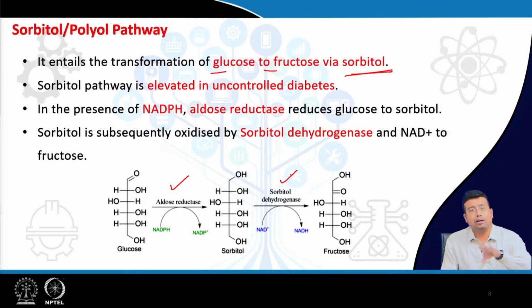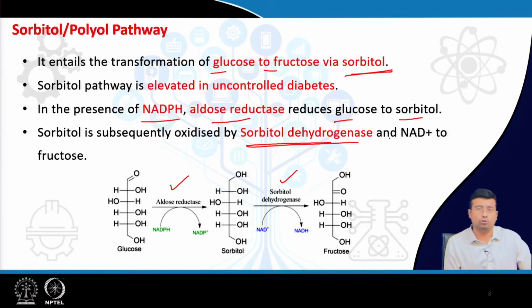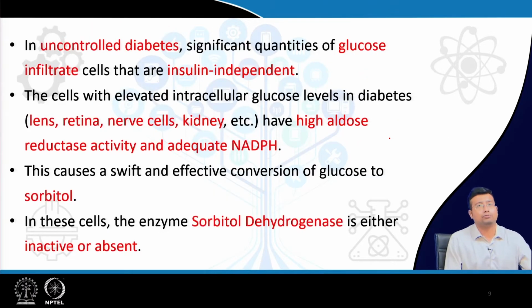Mind it, in the previous lecture I told you the aldose reductase enzyme actually converts galactose to its alcohol dulcitol or galactitol. The alcohol form of glucose is actually sorbitol. The alcohol form of fructose is also sorbitol. So, in presence of NADPH derived from HMP shunt, aldose reductase reduces glucose to sorbitol. What is the fate of sorbitol? This sorbitol ultimately is acted upon by sorbitol dehydrogenase to form fructose. Just know this, in diabetes glucose can be converted to fructose by the sorbitol or polyol pathway. So, what is the problem? You see, in uncontrolled diabetes, significant quantities of glucose can infiltrate the cells that are insulin independent.